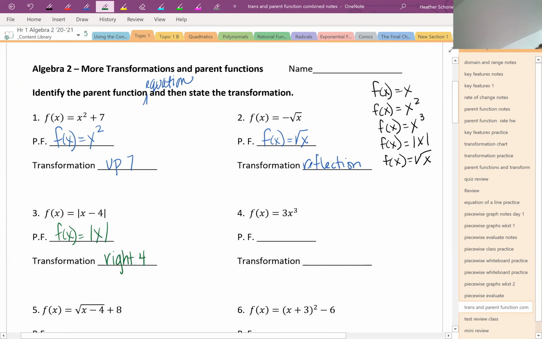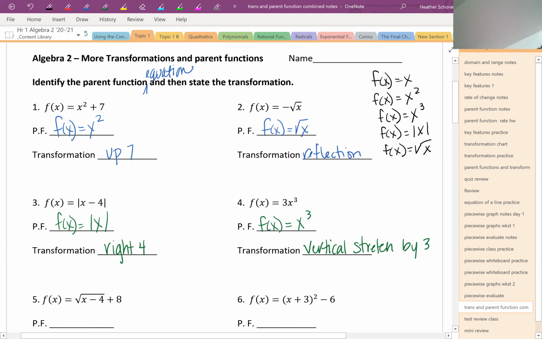Number 4, there's no number added or subtracted. Instead, we have the function is multiplied by a number. And when it's multiplied by a number, it's either a vertical stretch or shrink. If this is a number that is greater than 1, it is a vertical stretch. And we say a vertical stretch by a factor of 3. Now, I forgot to write the parent function, but because this is x cubed, it's the cubic one, x cubed.